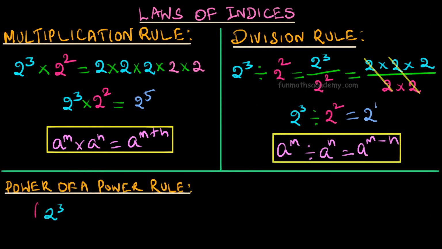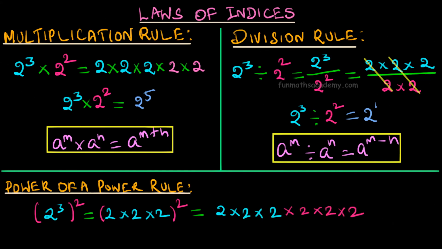Now, let us find out 2 to the power 3, the whole power 2. 2 to the power 3 is 2 times 2 times 2. Here we have 2 times 2 times 2, the whole power 2. What does this expression mean then? We need to multiply 2 times 2 times 2 twice. So, we then get 2 times 2 times 2 times 2 times 2 times 2. Here you can see that 2 is multiplied 6 times. So, we can rewrite this as 2 to the power 6. So, 2 to the power 3, the whole power 2 is equal to 2 power 6.